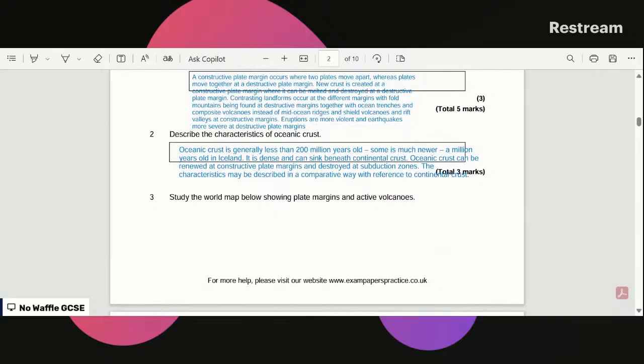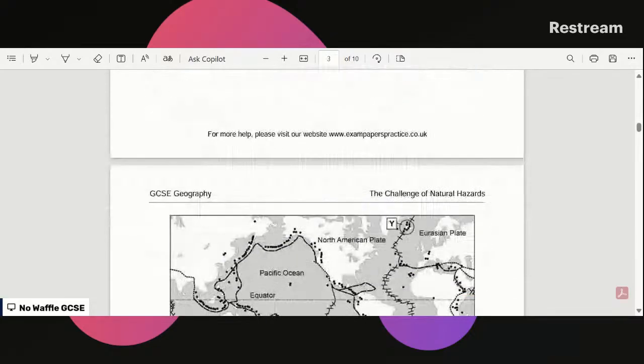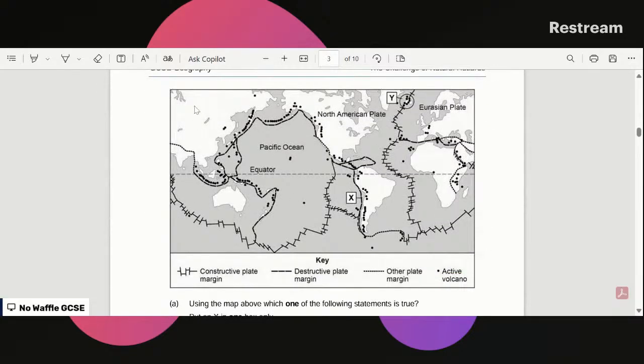Okay, now moving on to the next one. Study the world map below showing plate margins and active volcanoes. So hopefully in GCSE geography classes, you would be familiar with this map or you've seen it at least before. So you've got the lines which are showing all of the plate margins. And what's happening is, this particular map shows whether it's a constructive or a destructive margin. And then you've got active volcanoes where all the dots are.